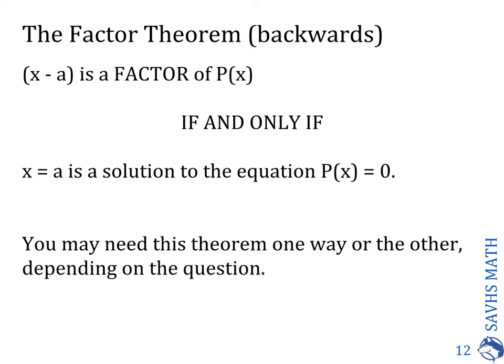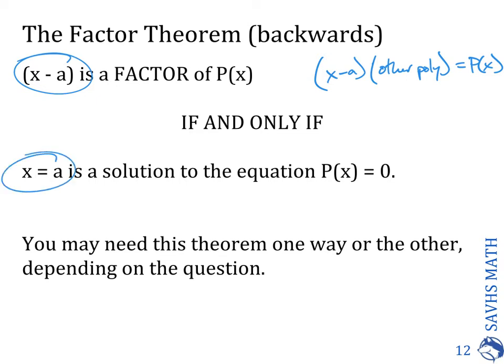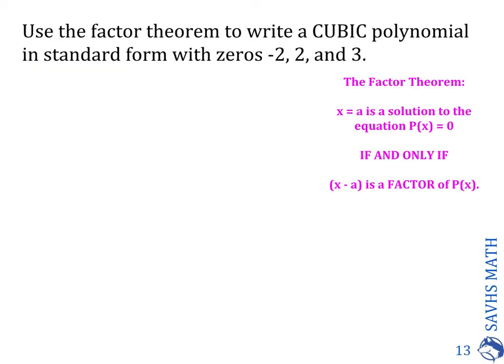Basically, you can go the other way. If you know that you have a factor of P of X, so you already have X minus A times some other polynomial, then I can conclude that X equals A is a solution. And I'll talk about why this makes sense in a second, but depending on the situation, you might need to read the theorem this way, or you might need to read it this way. It's a biconditional, so thankfully you can do both things.